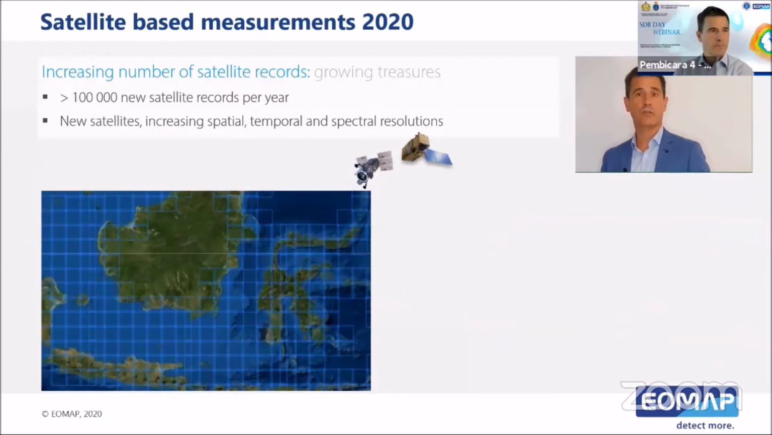Satellite-based information. Nowadays we have a lot of satellite imagery. Each year we have more and more satellites in space with different spectral and spatial resolutions and also different sensor types. For Indonesia we have approximately 100,000 satellite records per year nowadays, and that's a huge benefit which can be used for these maritime applications. And I would like to tell you a little bit more about what is key here and how this can be used.